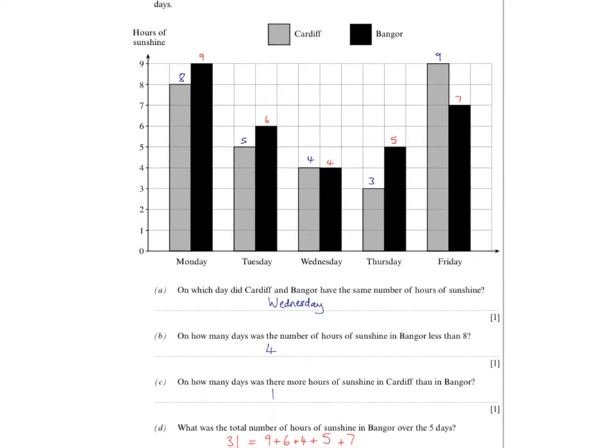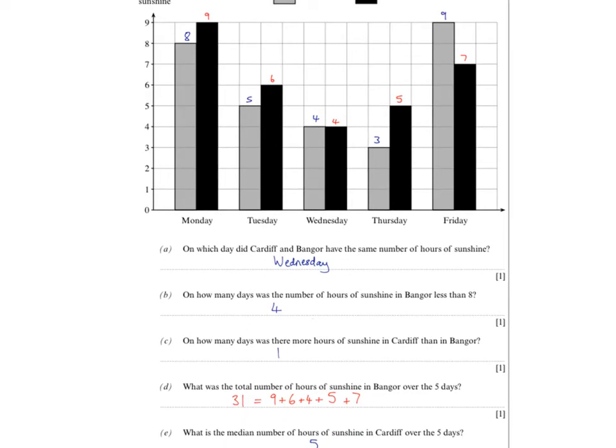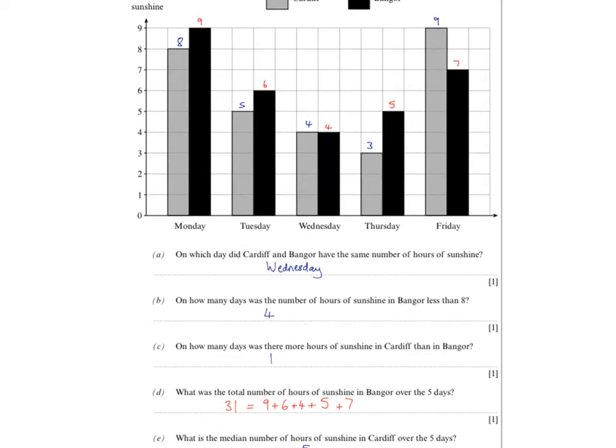How many days were there more hours of sunshine in Cardiff than Bangor? That would be 1. And what was the total number of hours of sunshine in Bangor over the 5 days? That gave me 31 by adding together 9 and 6, so that's 15. Then adding the 4, 19, 24, 31 is definitely 31.